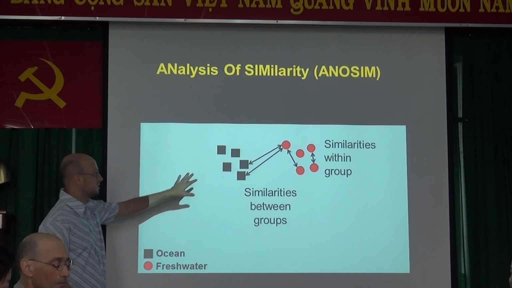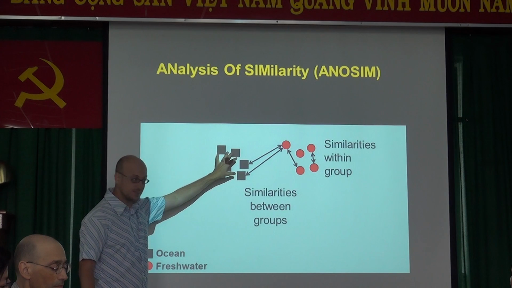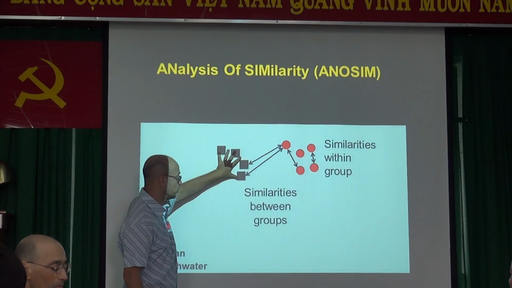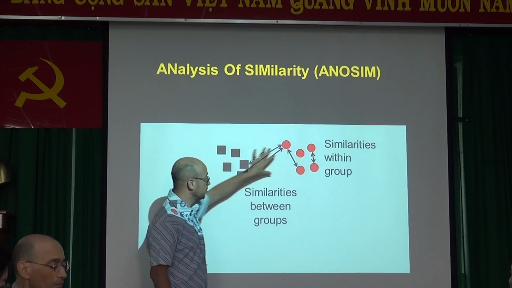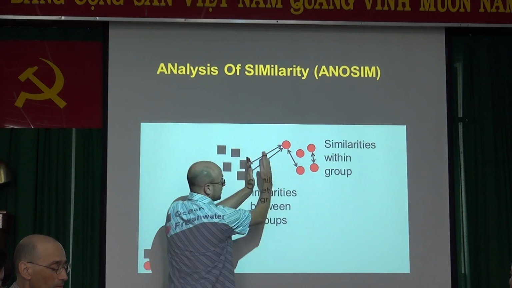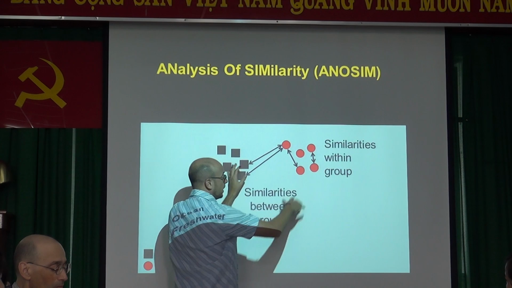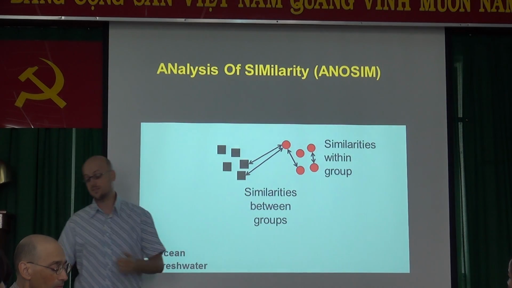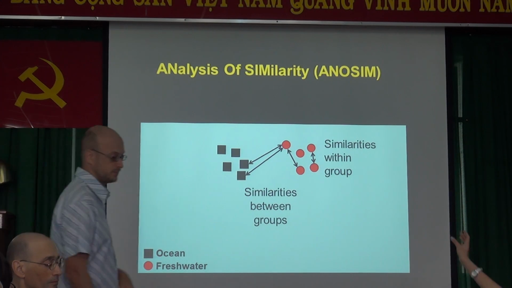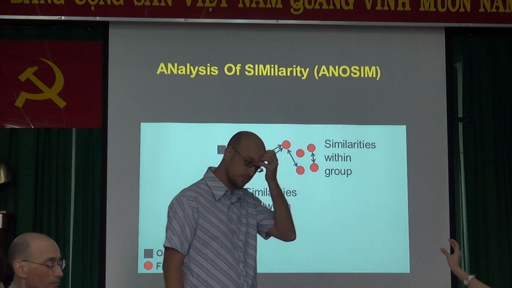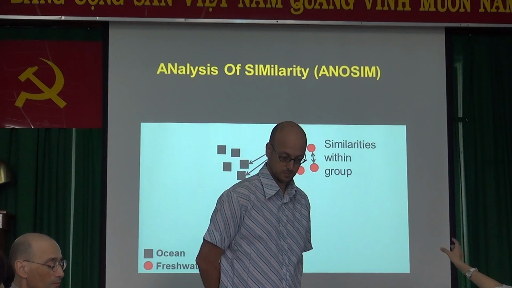And the ANOSIM test, what ANOSIM does, it tests, is this group different from this group? By how much are they different? What's the distance between them? And is this difference significant?